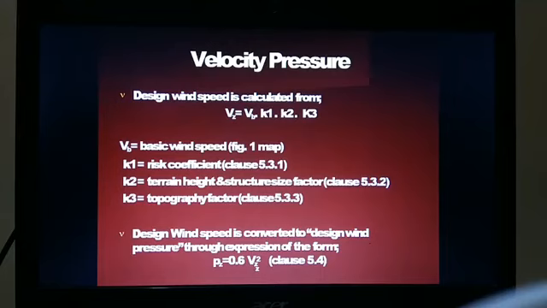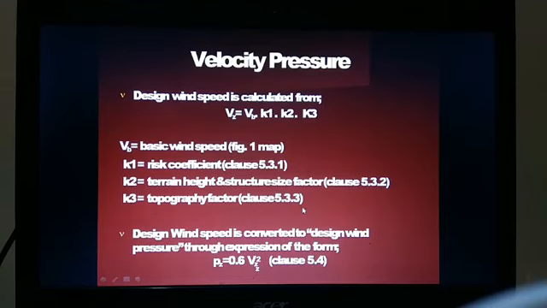As I told you, in IS 875 Part 3, clause 5.3.1, you can find the risk coefficient K1. What is K2? K2 stands for the terrain height and structure size factor. Based on how big and how tall your structure is, the K2 coefficient can be calculated. And K3 stands for the topographic factor, which you will get from clause 5.3.3.